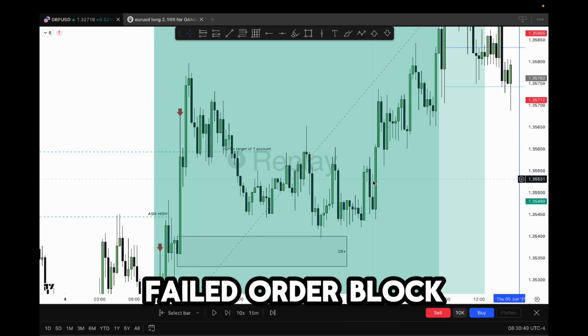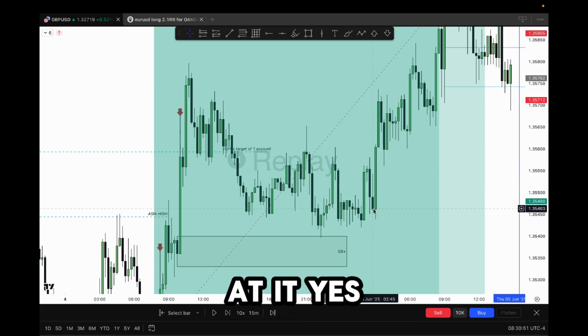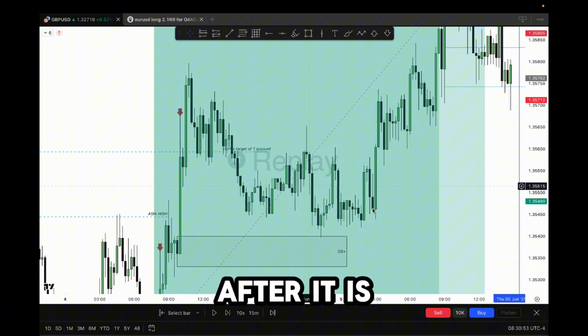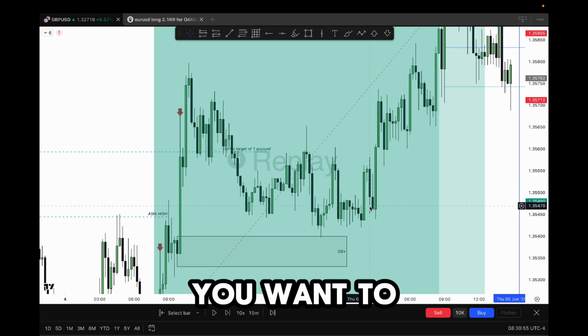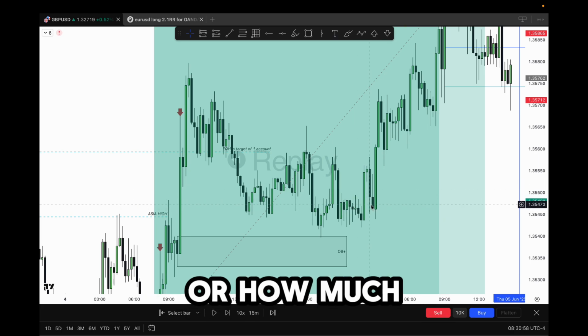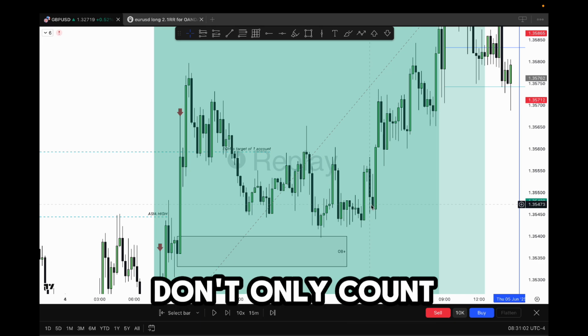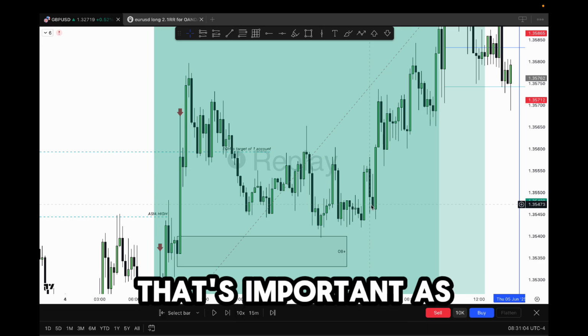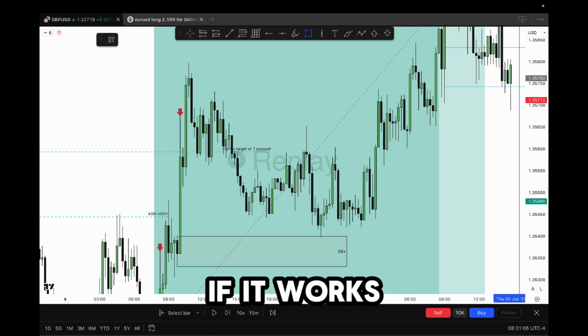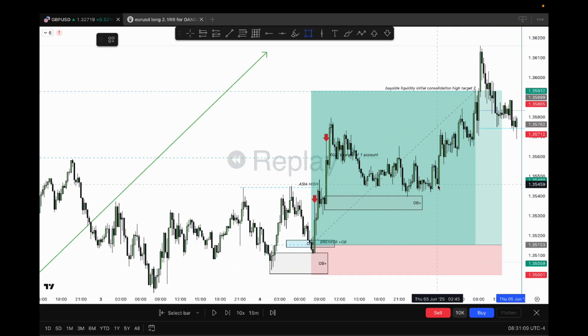Is this a valid order block? You can look at it. Yes, it's a valid order block because the move after it is 2 times the order block itself. And if you want to calculate the move, or how many times the order block it is, you have to watch also the wicks. Don't only count the body, but also the wicks. That's important. As the order block has not been mitigated, we can see if it works, if it did work, the order block.